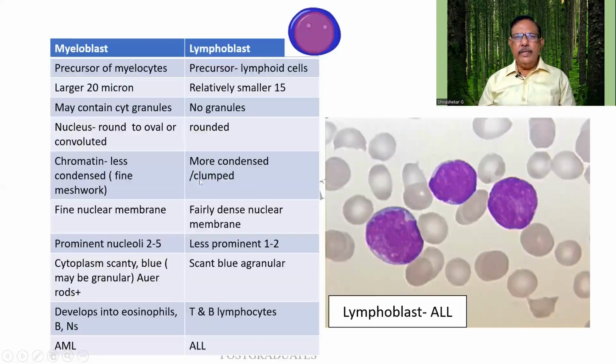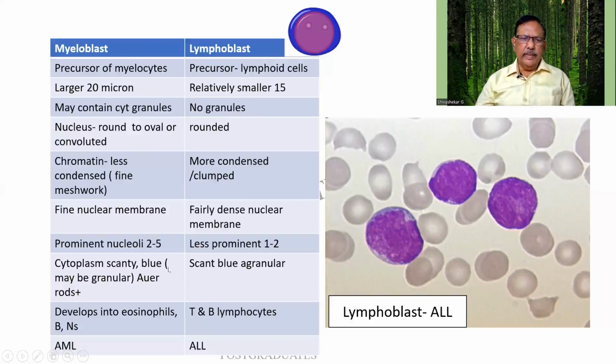Now, what are basically the differences between the myeloblast and the lymphoblast? This you people shall learn by heart. So, precursor of myelocytes, lymphoid cells. 20 microns, 15 microns. May contain Auer rods. There is a granular variant, but usually no granules. Here also there are no granules. Nucleus round to oval or convoluted. Here it is round. The chromatin less condensed. Here it is more condensed. Fine nuclear membrane. Here there can be a more dense nuclear membrane that I see.